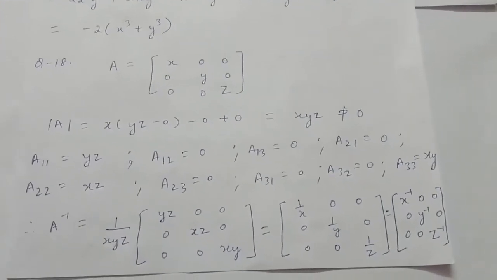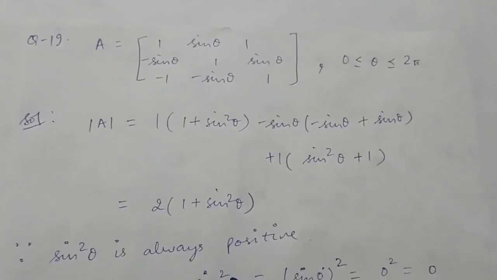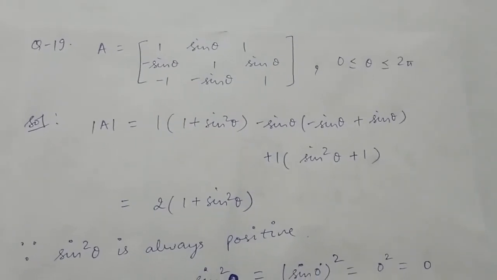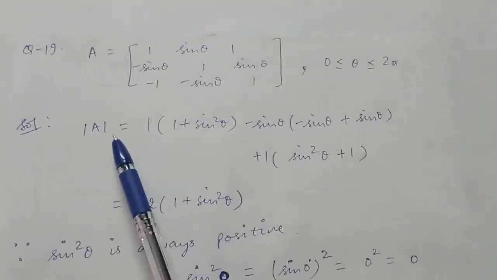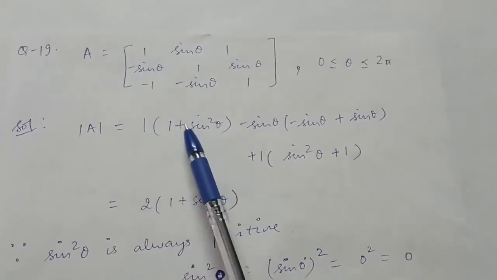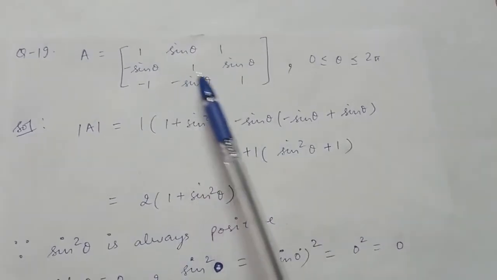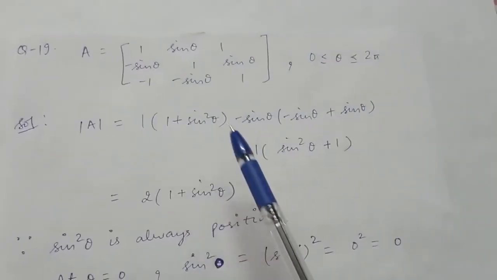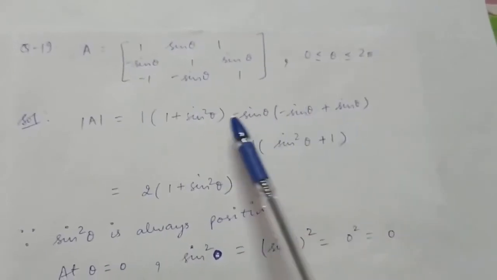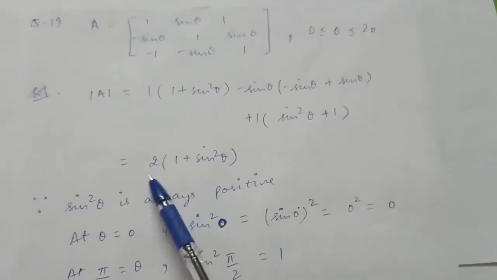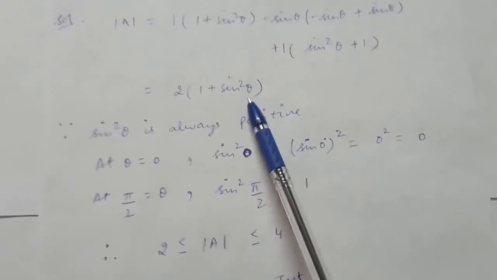Clear? Question number 19. The matrix A is given as this and theta lies from 0 to 2 pi. You have to find out the range for the determinant of A. So first of all, find out determinant of A, which is 1 into 1 plus sine square theta minus sine theta into minus sine theta plus 1 and plus 1 into sine square theta plus 1. So this term will get cancelled and these two terms are same, therefore you will get twice of 1 plus sine square theta. Now theta is given from 0 to 2 pi.